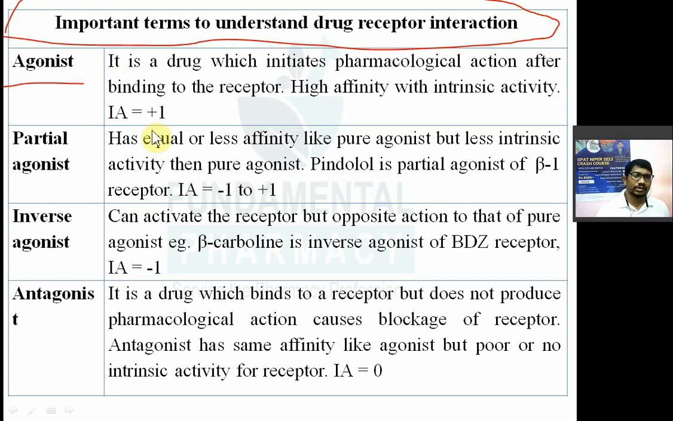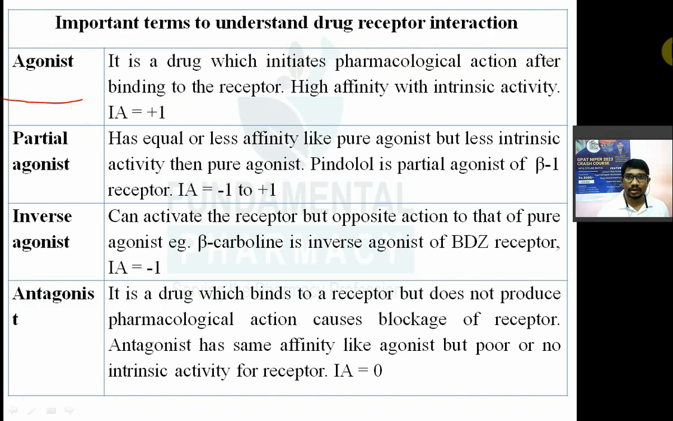So first one is nothing but the agonist. Agonist, what is agonist? It is a drug which stimulates the receptor and produces the pharmacological action after binding to it. तो agonist क्या है? Agonist कोई भी ड्रग हो सकता है या फिर कोई भी केमिकल हो सकता है which binds with the receptor and initiates or shows pharmacological action. So agonist is a drug or chemical which will combine with the receptor and will produce a pharmacological action. So it is also known as a full agonist. Full agonist will interact with the receptor and will produce full pharmacological action.